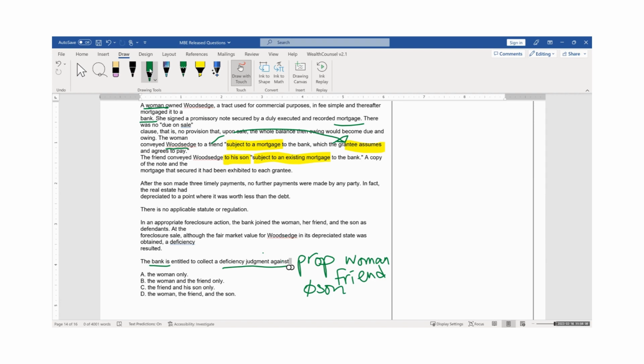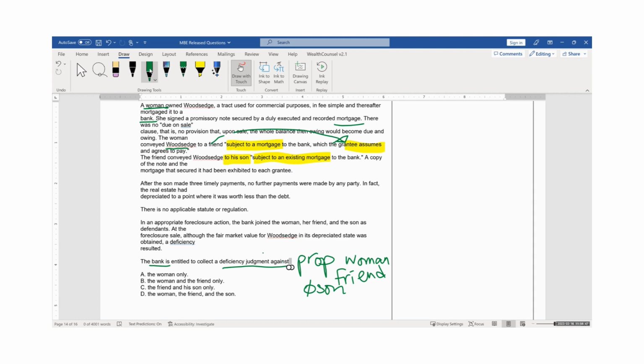The friend conveyed Woodsage to his son subject to an existing mortgage to the bank. A copy of the note and the mortgage that secured it have been exhibited to each grantee. So the grantees have seen the mortgage and the security, the interest and everything. So it doesn't matter whether or not they know that there is a mortgage. It's whether or not they take on the mortgage, whether or not they assume the mortgage. So that is really irrelevant to your analysis here.